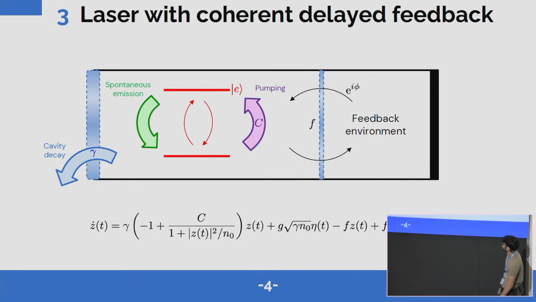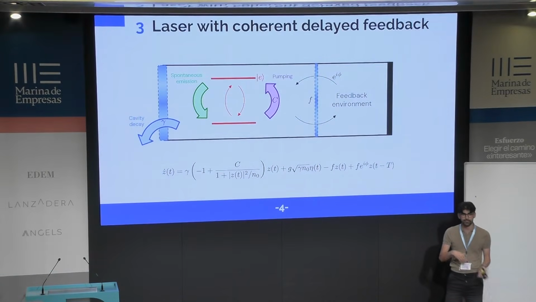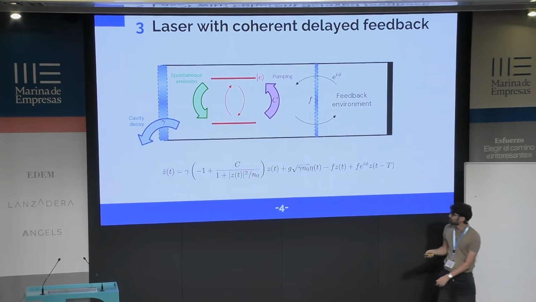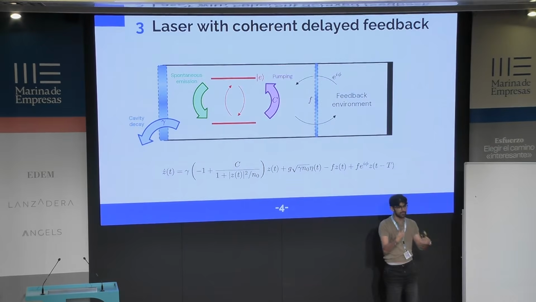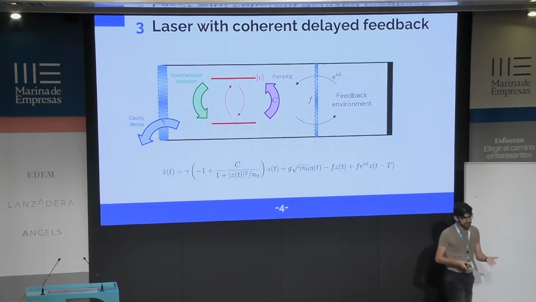But we're not going to stop here. I told you that we will give an example of a laser with delayed coherent feedback. So now that we have characterized the part of the delayed coherent feedback, we now have to characterize the part of the laser. So this is the stochastic Langevin equation we're talking about for the laser with delayed coherent feedback.